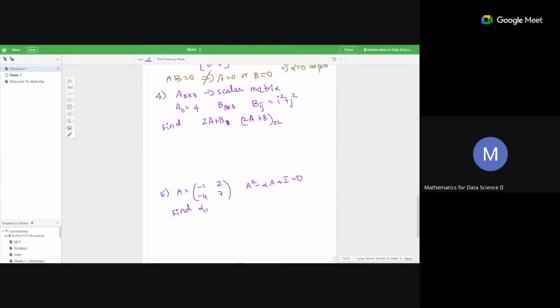So do these exercises. We will continue again in 5 minutes. I will be back in 5 minutes. Try to complete this.